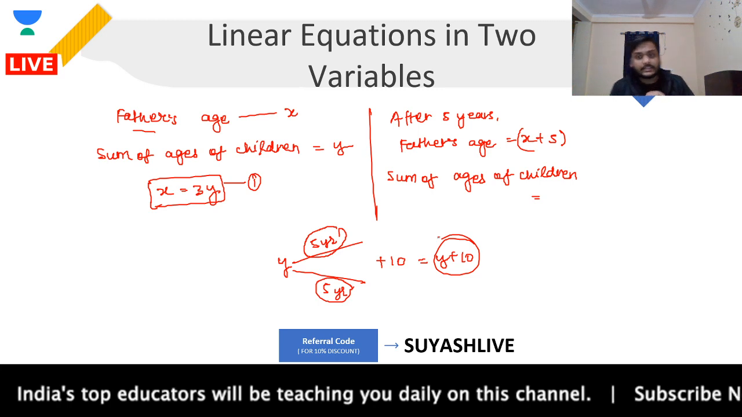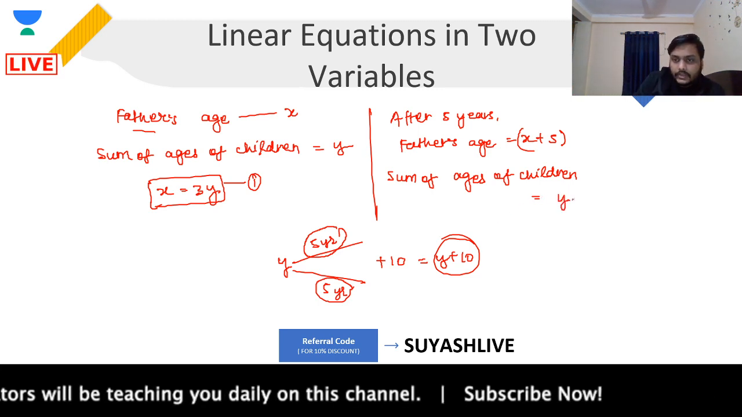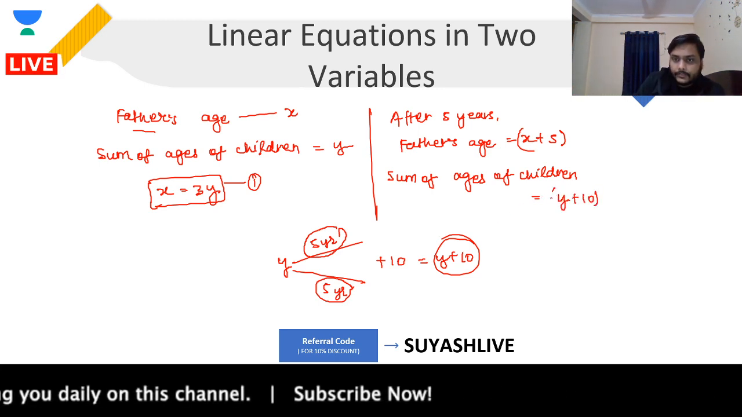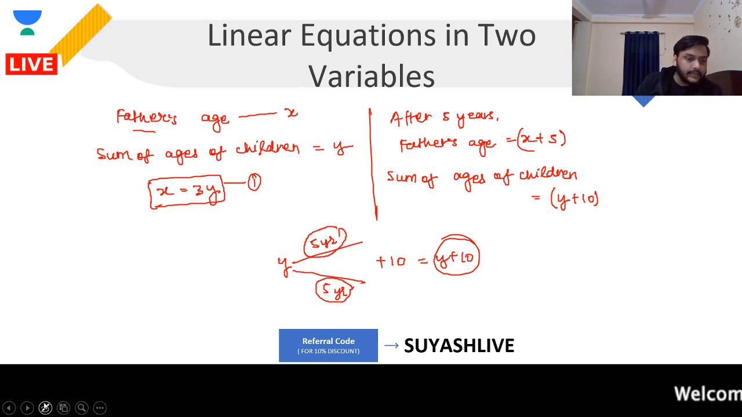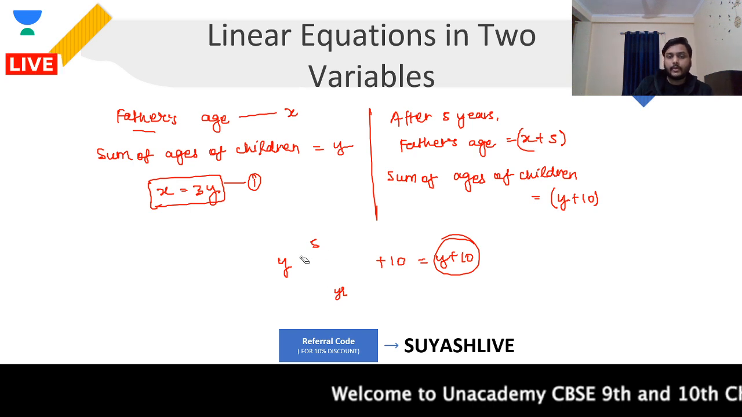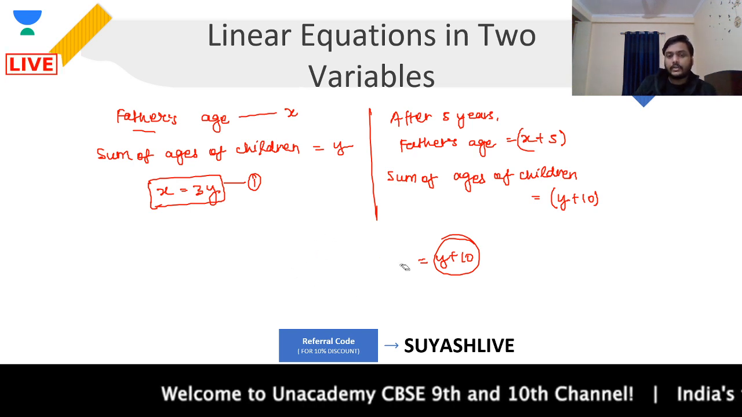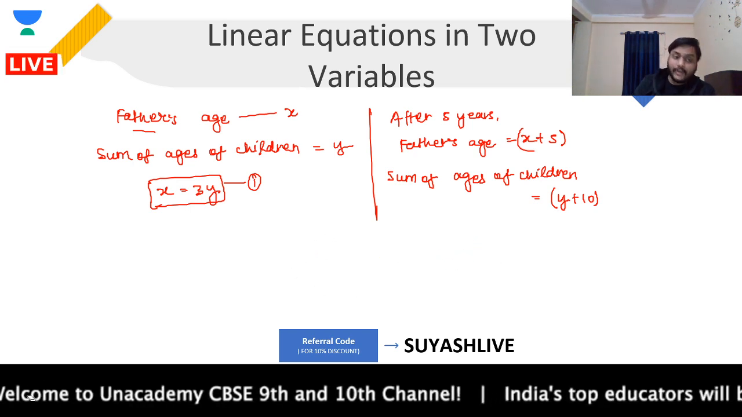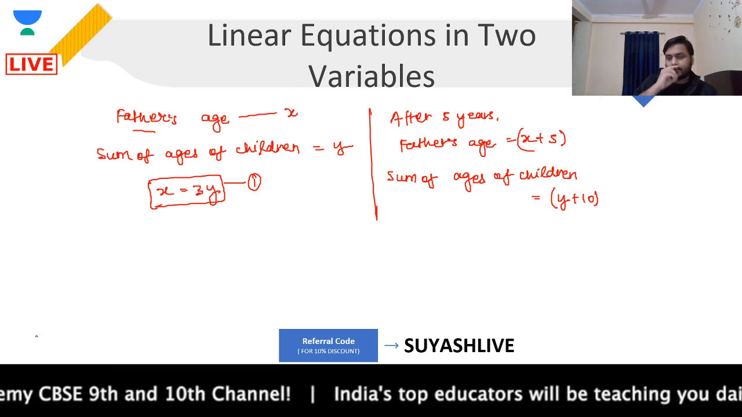It has to be y plus 10, and that is what I'm writing over here. It will simply be y plus 10. Okay, so after 5 years the sum of the ages of two children will be what? The sum of the ages of two children will be y plus 5 plus 5, that is y plus 10, and that's all you are done.